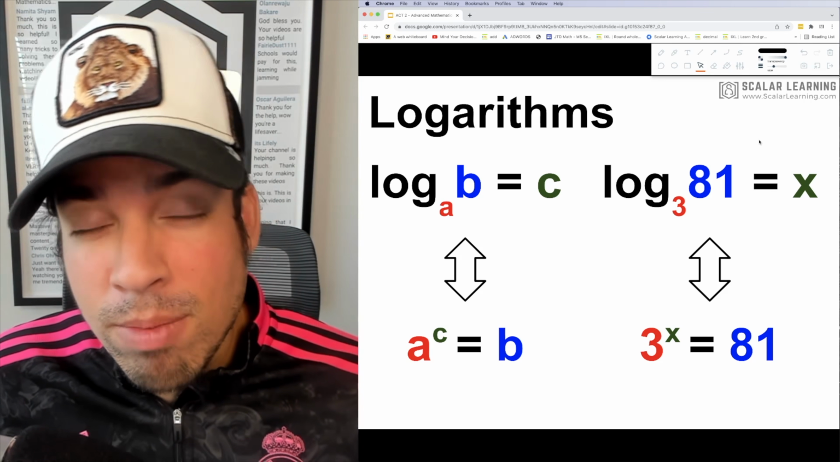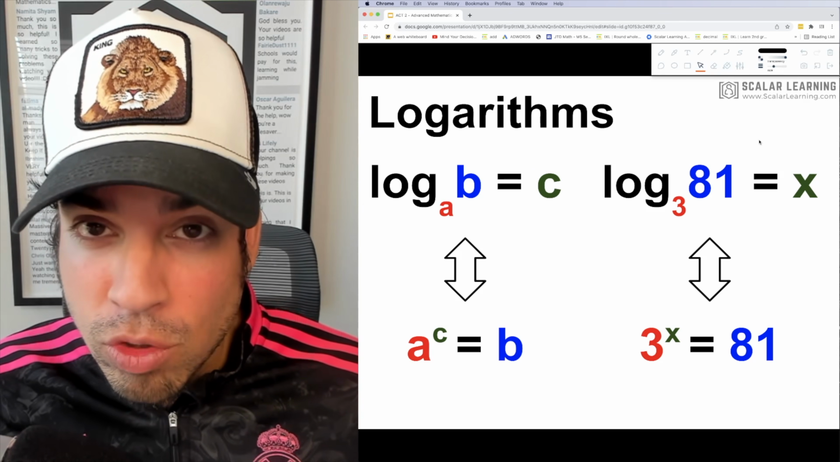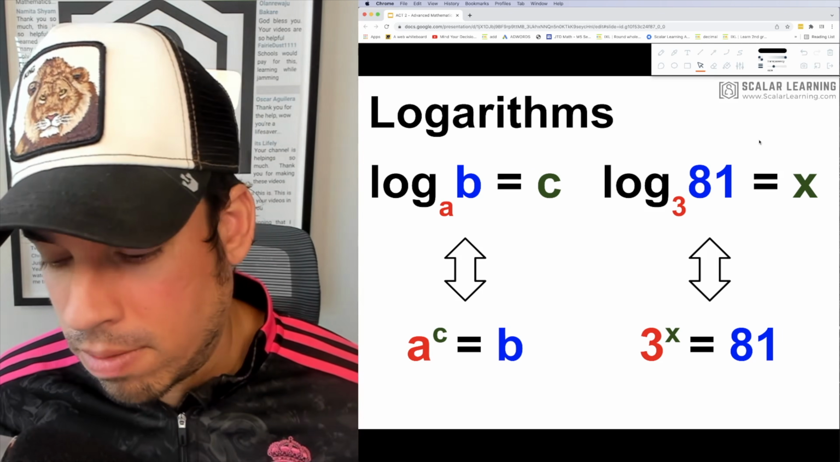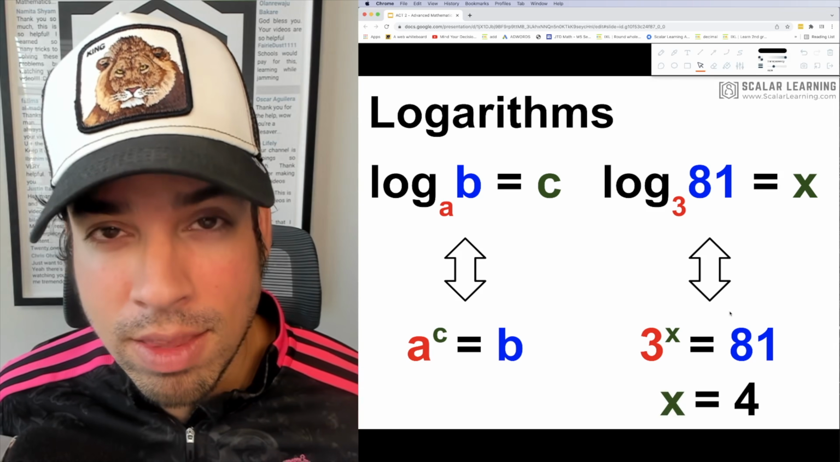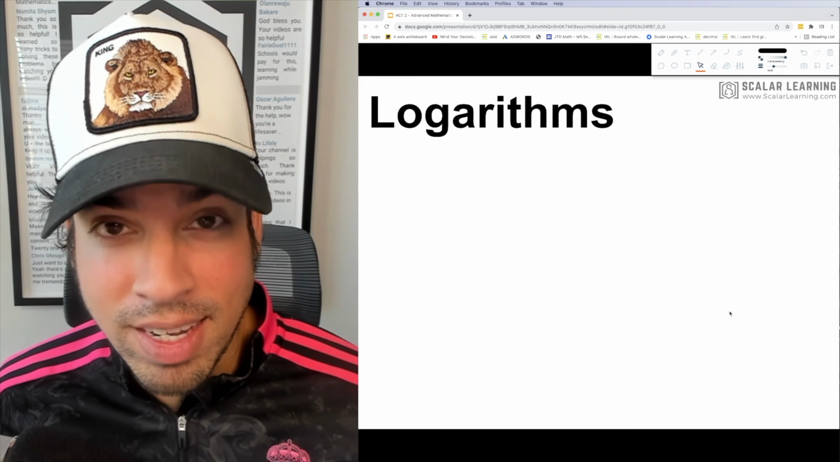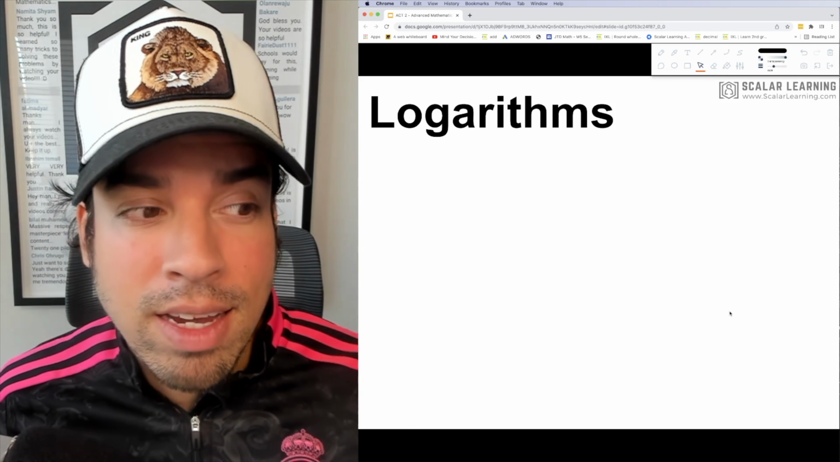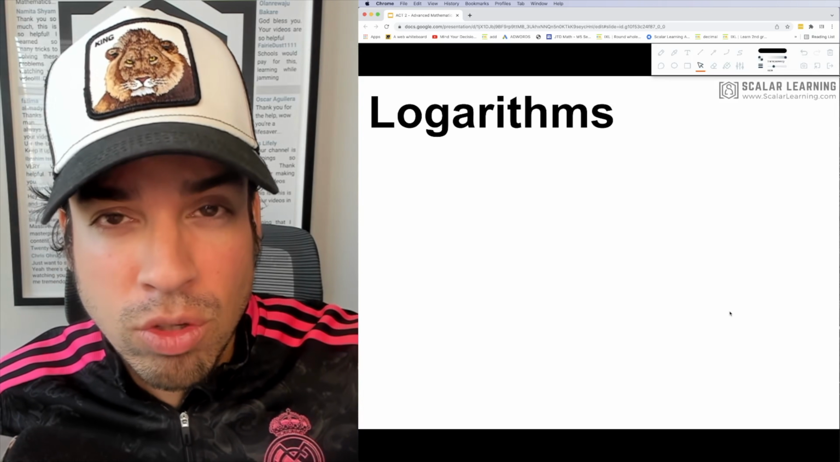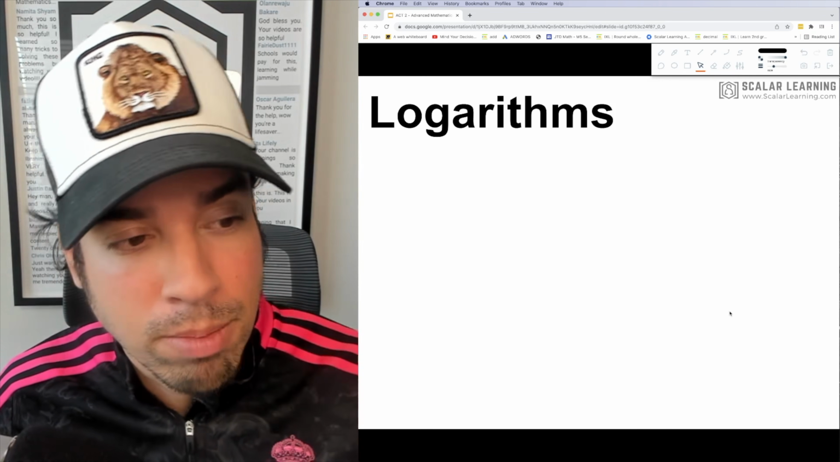That's 4, right? Because 3 times 3 is 9, times 3 is 27, times 3 is 81. So x equals 4 for the win, done. Now here's some other rules that are tested on the ACT, but I'd say, again, conversion to exponential form is the most important thing. But let's check these out.